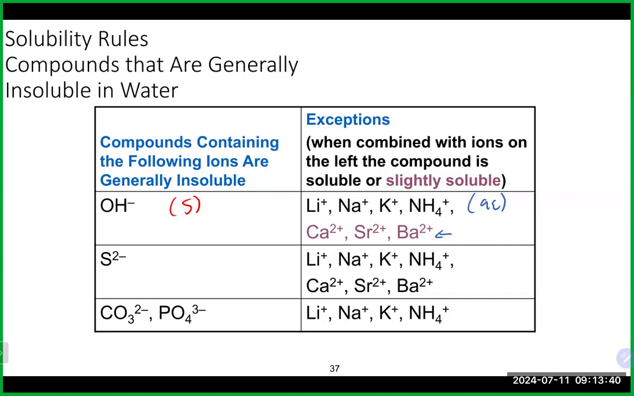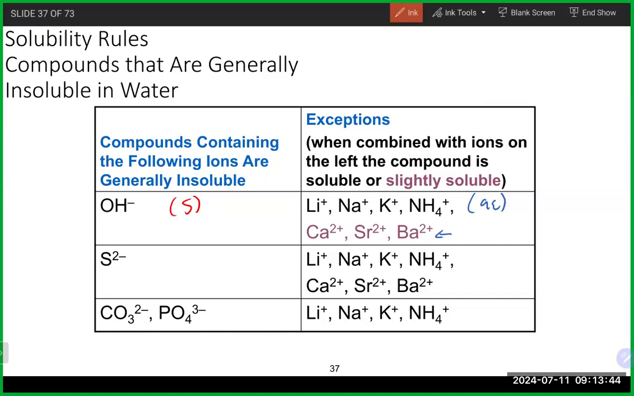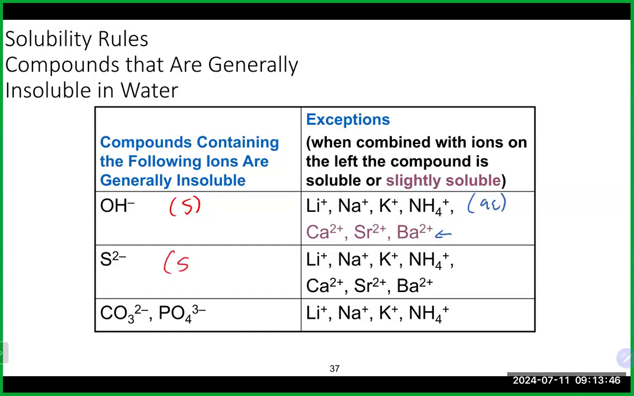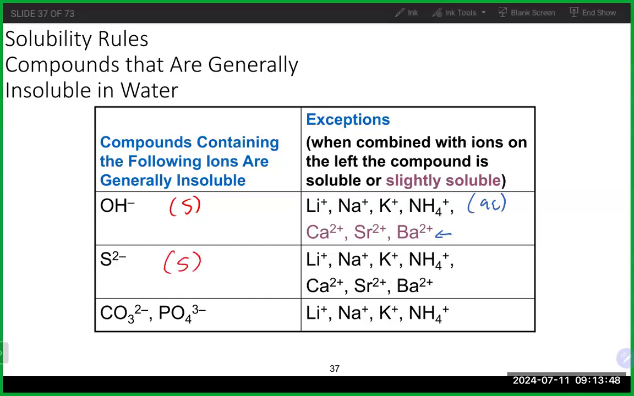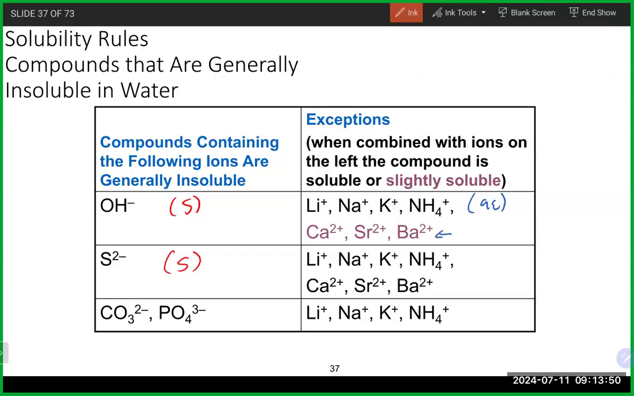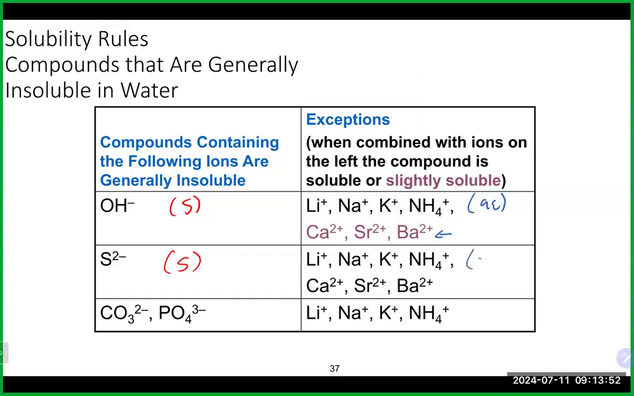Anything with sulfide will be a solid. But again, there are some exceptions, and the exceptions, once again, are pretty much group 1 and ammonium. And also calcium, strontium, and barium are some exceptions to that as well. Those guys then would be aqueous, and you wouldn't expect a solid to form.